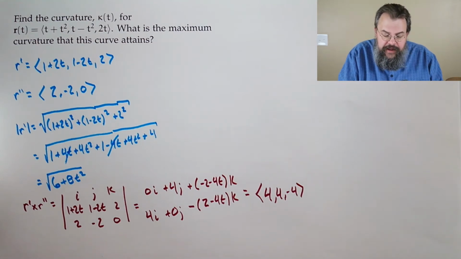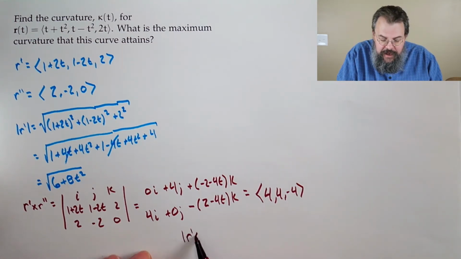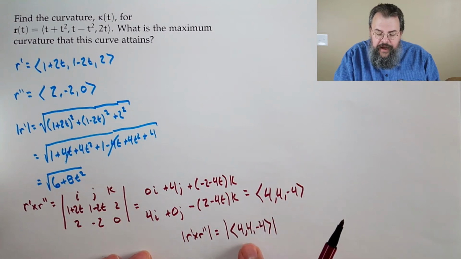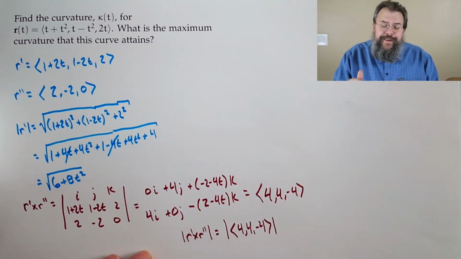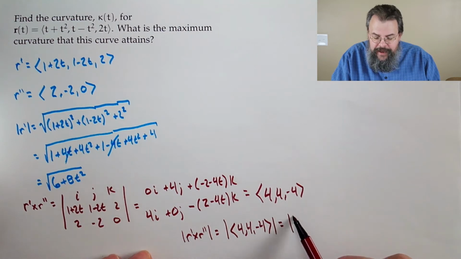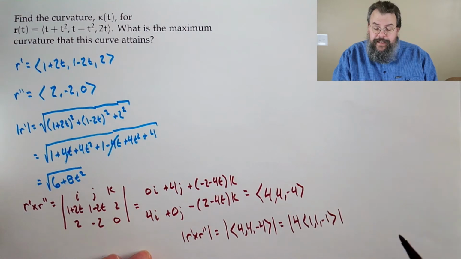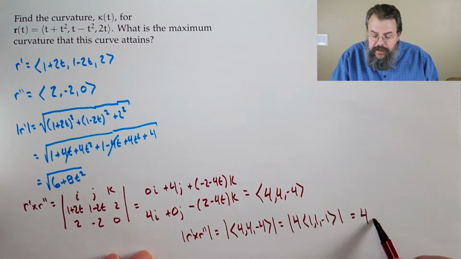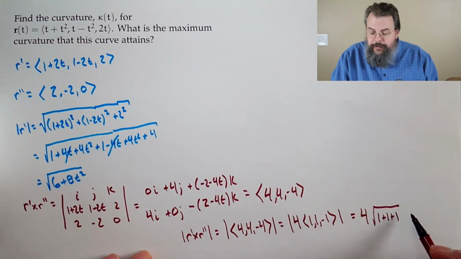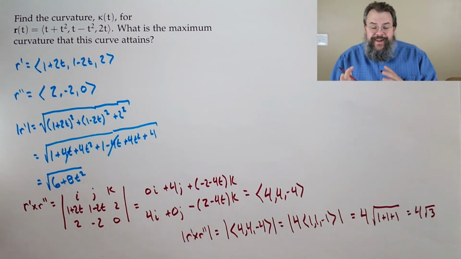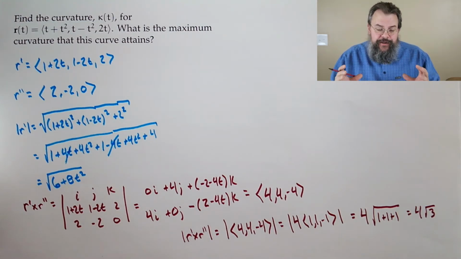Now, if we want to find the magnitude of r prime cross r double prime, that's the magnitude of this vector for negative 4. Now notice, everything has a 4 in it. Pull it out in front. So what do we have? That's 4, 1, 1, minus 1. The 4 stays in front, and you get the square root of 1 plus 1 plus 1, because you square each one of those, which makes it 4 times the square root of 3. Okay, so there we go. That's our magnitude of r prime cross r double prime.